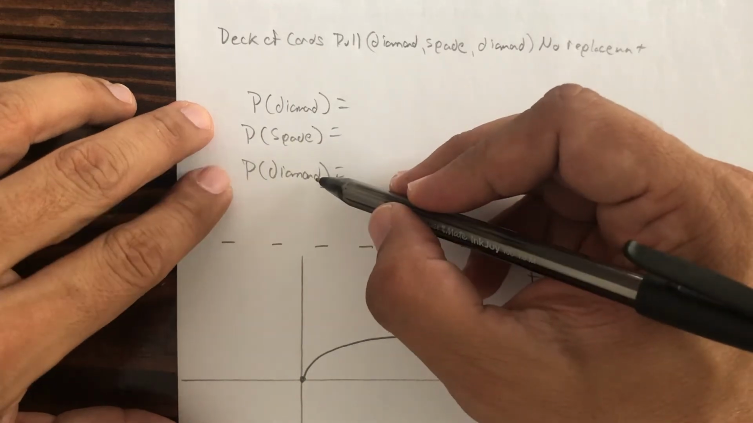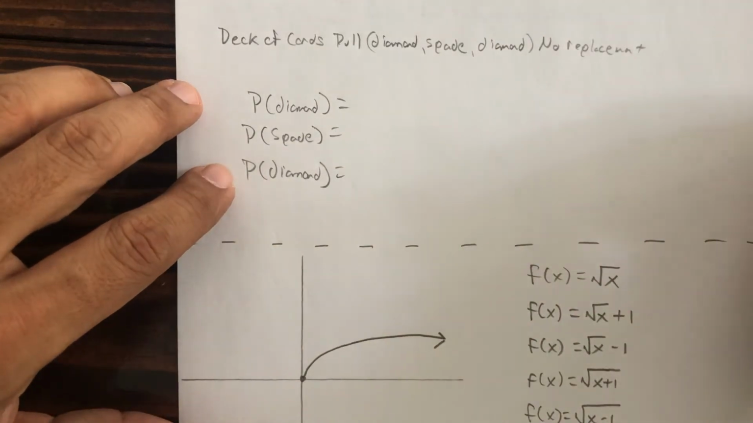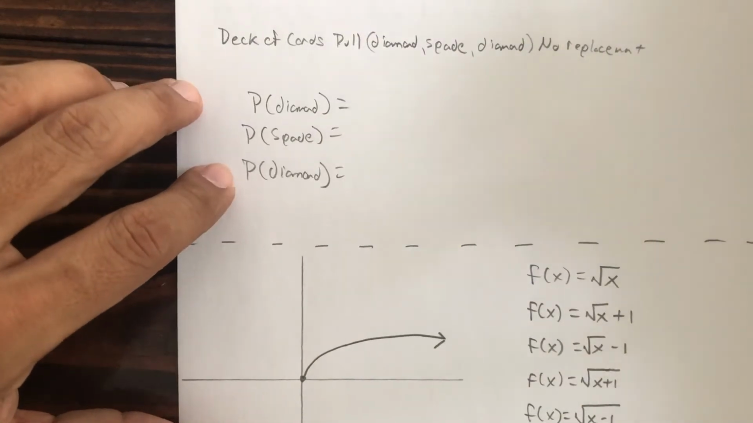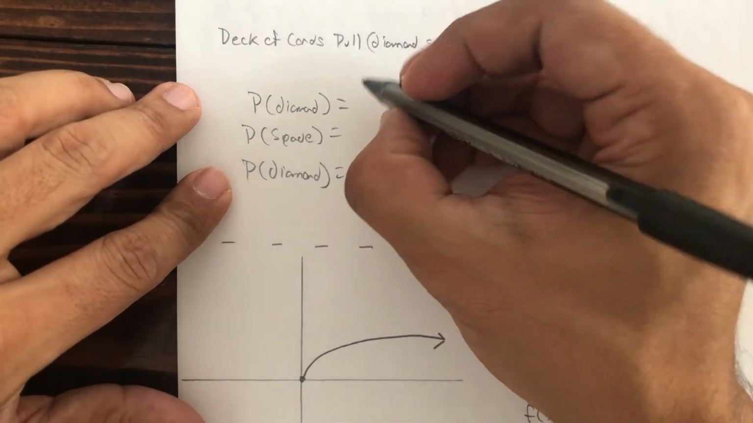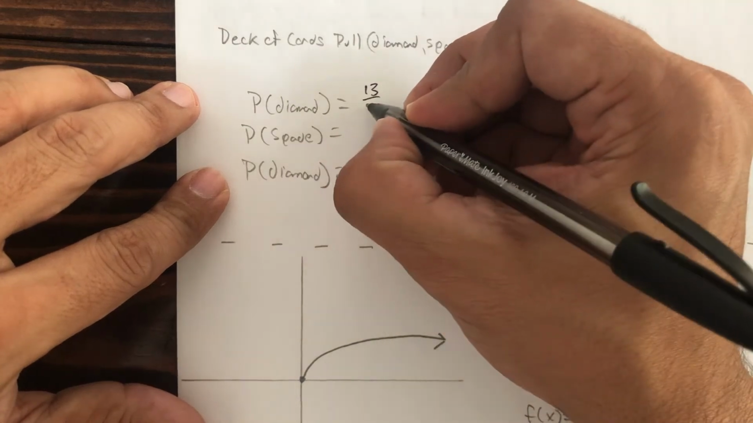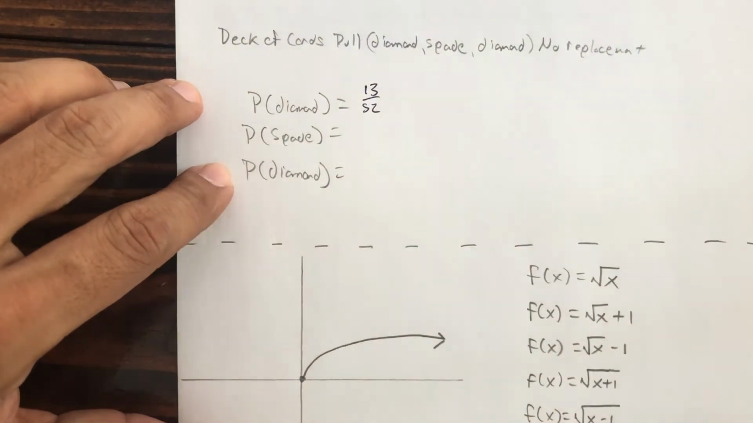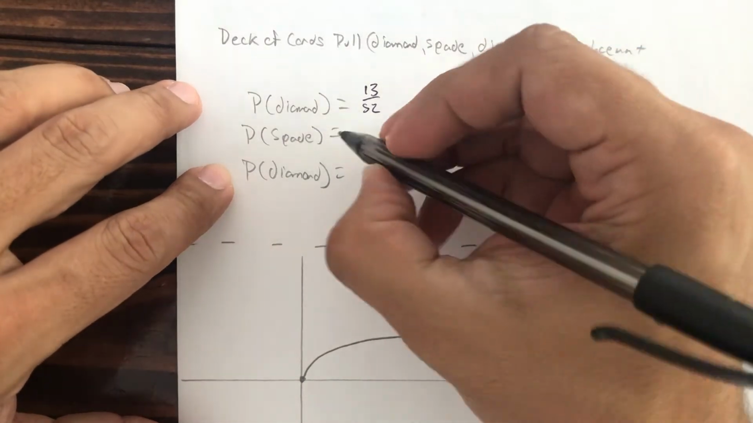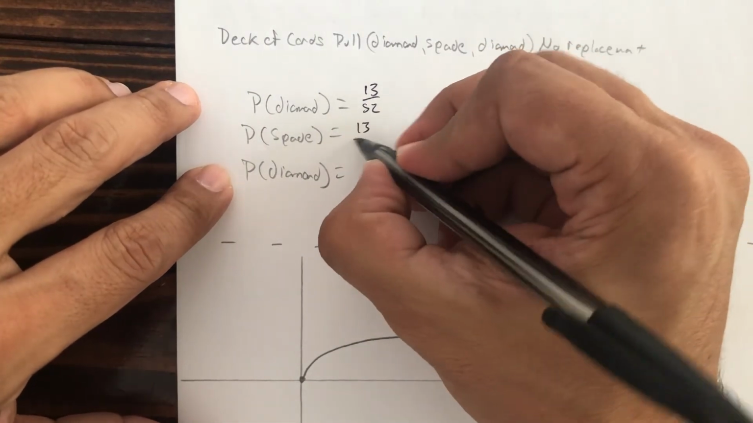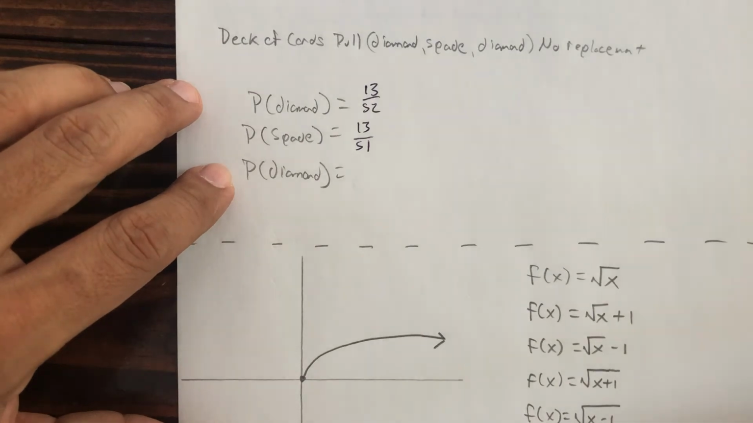Okay? Now for the deck of cards, we're dealing with the chances of pulling a diamond and then a spade and then a diamond. Okay? You should know how many cards there are of each. There are 13 of each. So chances of getting a diamond is 13 out of 52. Then the chances of getting a spade, because I'm taking the diamond out, there is still 13 spades, but there is only 51 cards left.